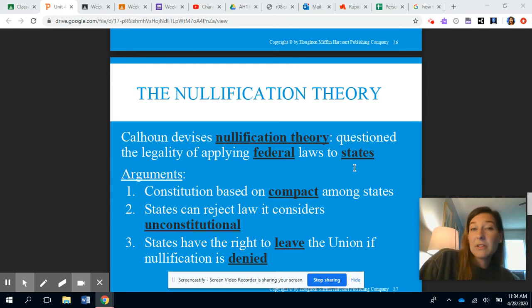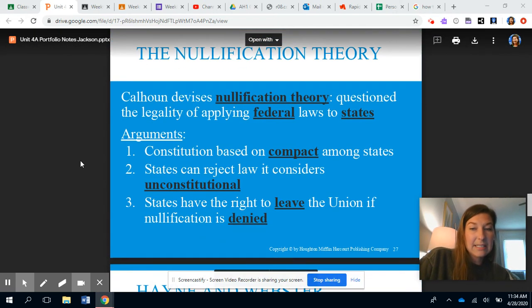Now, we have talked about nullification in the past. When we talked about the Alien and Sedition Acts under John Adams, we had our guys, Thomas Jefferson and James Madison, write about nullification. It is the belief that if the national government writes a law that is considered unconstitutional in the eyes of the state, they can nullify or void the law. So that is the nullification theory. It questions the legality of applying federal laws to states.